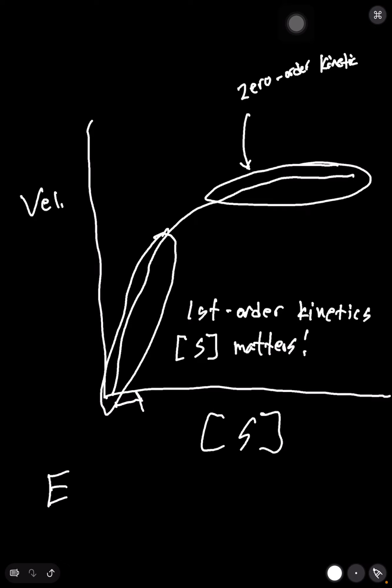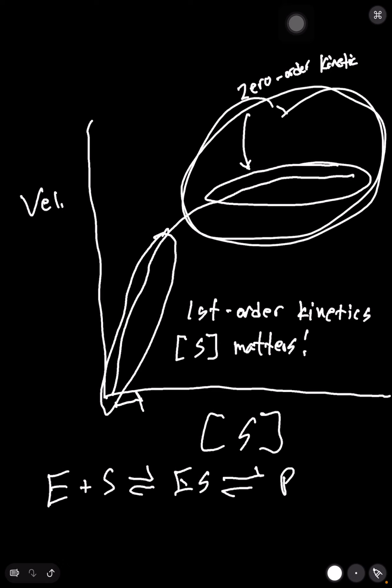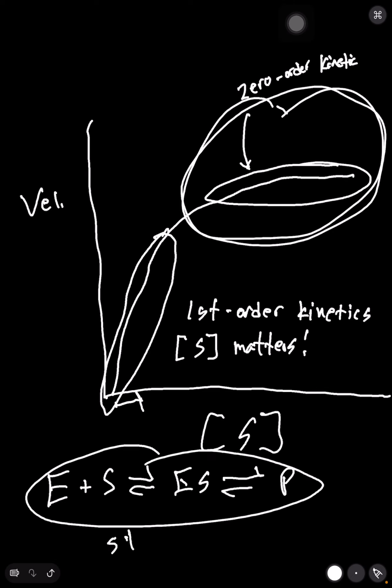I'm not going to go too much into this, but at the beginning, you have E plus S. And that forms the enzyme substrate complex. And then the enzyme substrate complex can be converted into product. So basically, when you get here, this is pretty much locked into a steady state. It's not going to change.